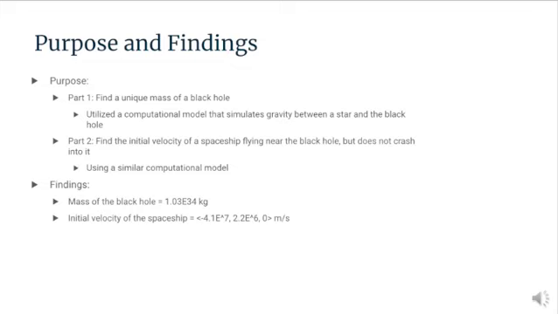And our findings were that the mass of the black hole was equal to 1.03 times 10 to the 34th kilograms. The initial velocity of the spaceship was negative 4.1 e to the 7 for the x component, 2.2 e to the 6 for the y component, and 0 in the z component, and this was all in meters per second.